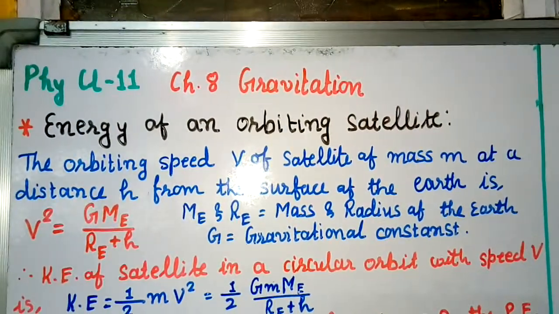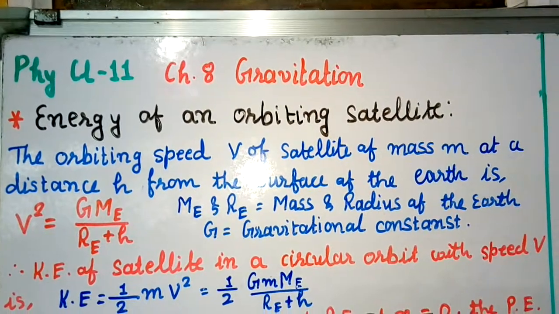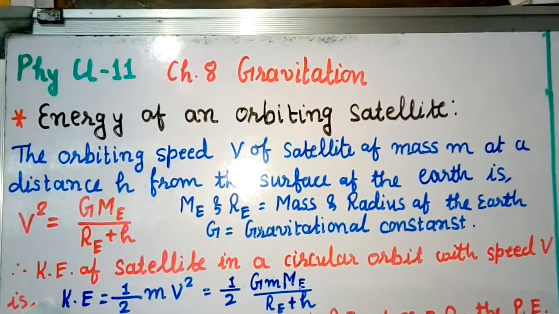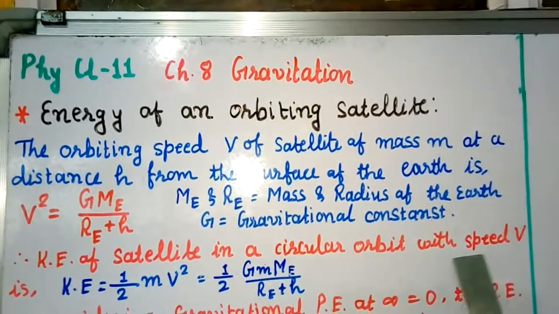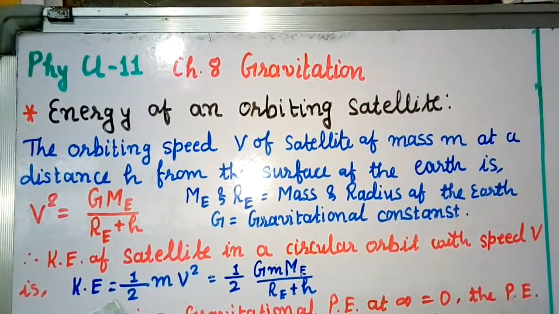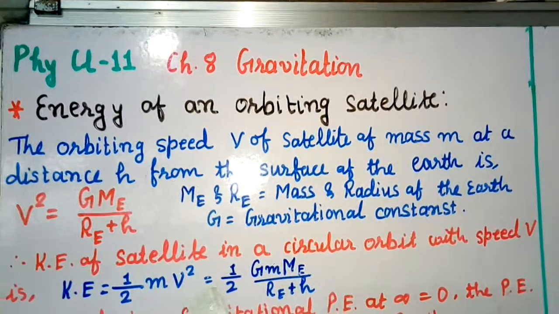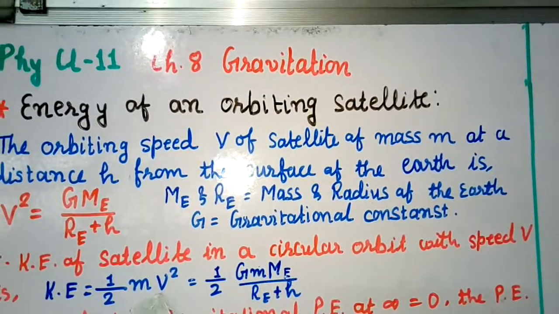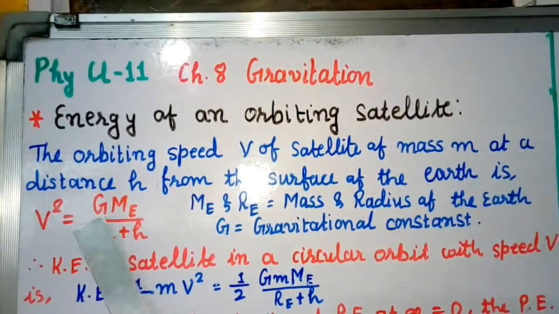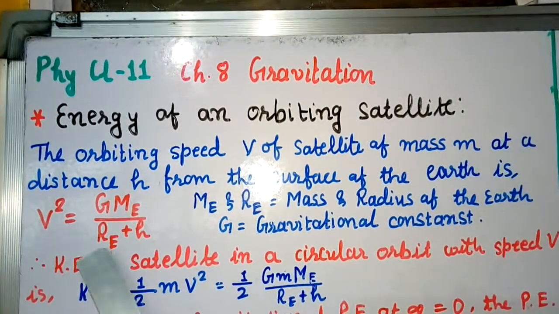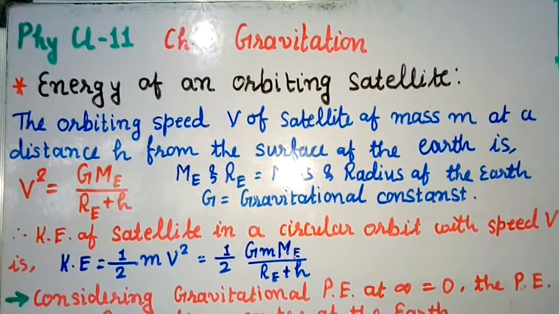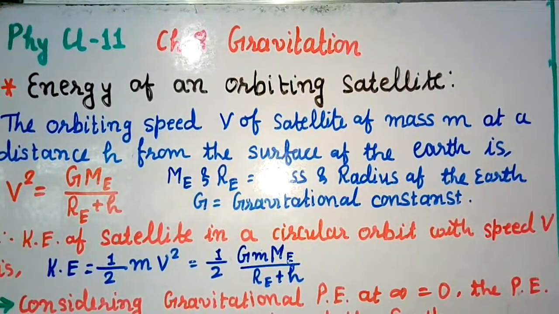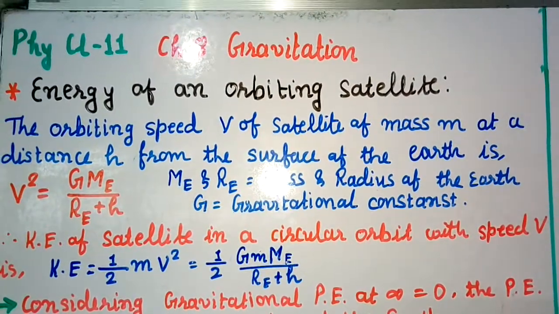Now we know the kinetic energy is given as half mv square. So we shall now write the kinetic energy of a satellite in a circular orbit with speed v. Kinetic energy equals 1 by 2 mv square, equal to 1 by 2 m as it is, and for v square we put this value, GMe divided by Re plus h. So this is the kinetic energy of a satellite which is having a circular orbit with velocity v.